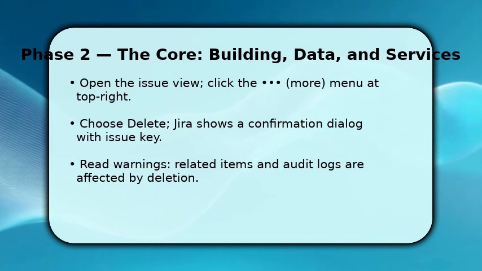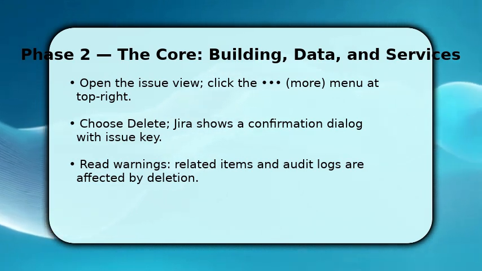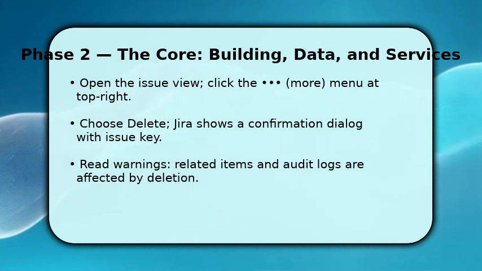That reveals administrative actions. Select Delete. Jira then presents a confirmation dialog showing the issue key and a warning about permanent removal. Read the warning carefully because related subtasks, attachments, and links will be removed too, and the action is irreversible without backups. If you're sure, confirm the deletion.